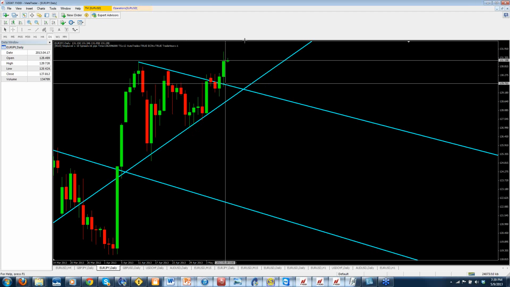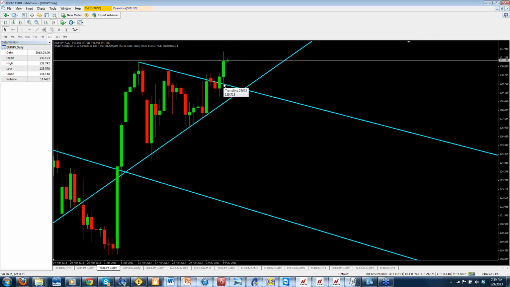Let's see here. You can see here big movement up, 200 pips from that point that you would be looking for on the lower time frame for a potential entry. And this would have been a good day trade. Okay.